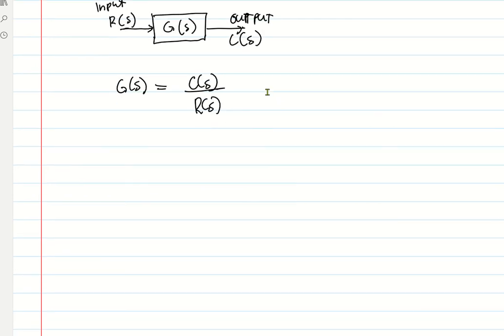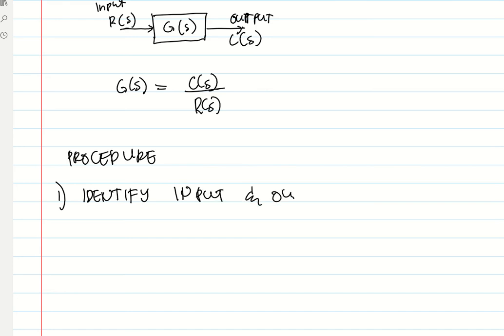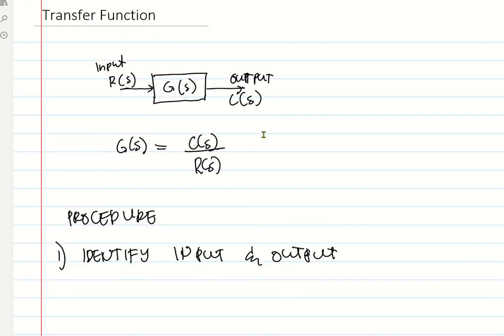Now, there are procedures in finding the transfer function. First, we need to identify the input and also the output of the system. So that's the first step. You need to know what your input is, you need to know what your output is if you're given a system.